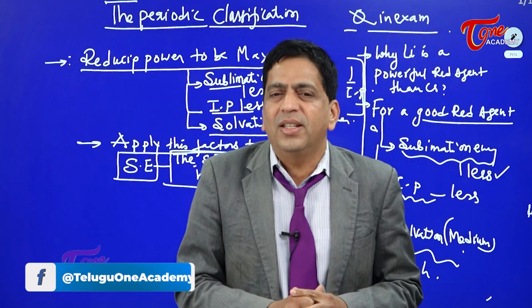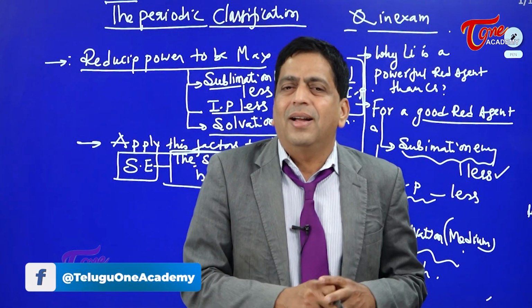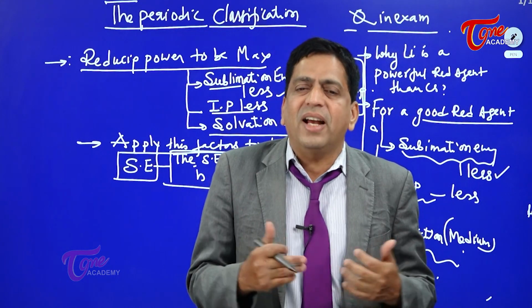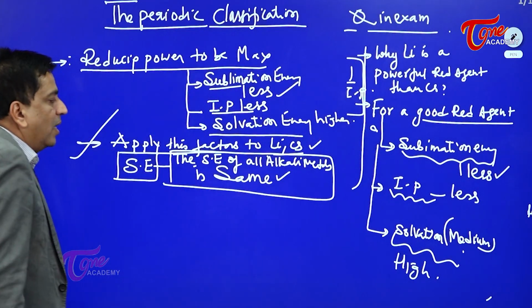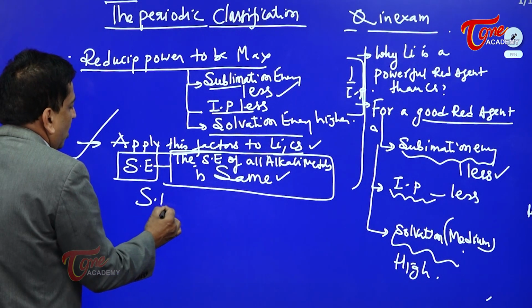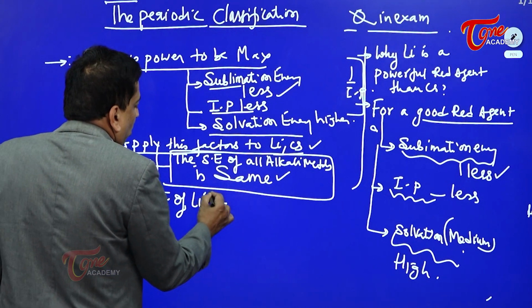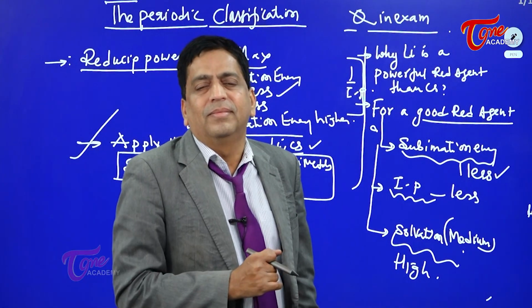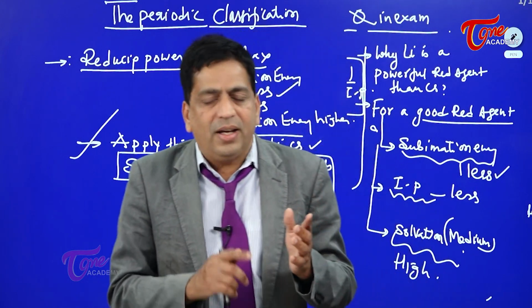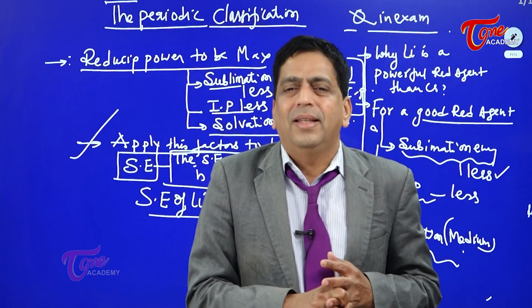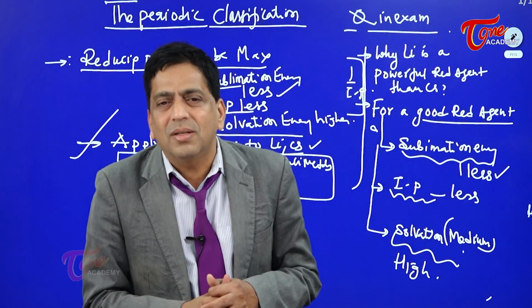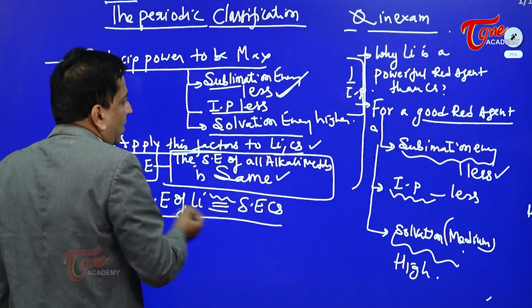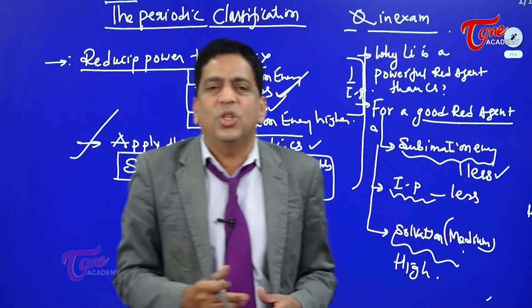So the first factor is not applicable for judging the reducing power, because the sublimation energies of both lithium and cesium are the same. I put a tick mark, that is verified. So I can simply say the sublimation energy of lithium is almost equal to that of cesium. Now we have to investigate the two other factors. One, ionization potential, and the third one is how it behaves in a solvent, that is solvation energies. For a greater reducing power, sublimation energy must be lesser, but both are the same. Now we have to choose the one which has lesser ionization potential.